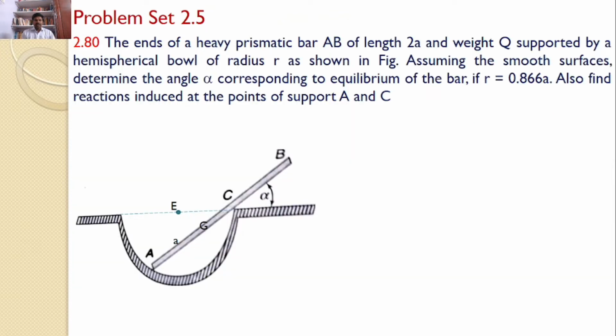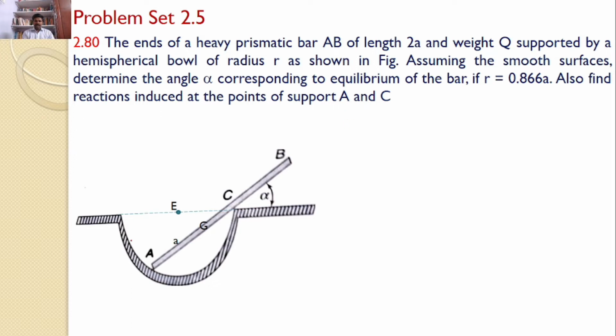In this tutorial, we will discuss problem set 2.5 and problem number 2.80. The ends of a heavy prismatic bar AB of length 2a and weight Q are supported by a hemispherical bowl of radius small r, as shown in the figure. Assuming smooth surfaces, determine the angle alpha corresponding to equilibrium of the bar if small r is equal to 0.866a. Also find the reactions induced at the points of supports A and C.